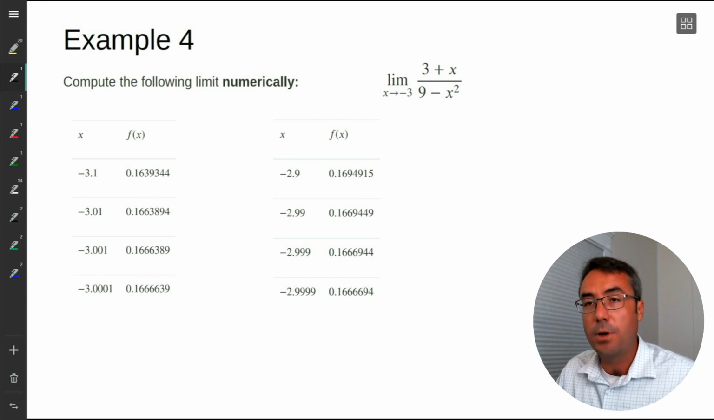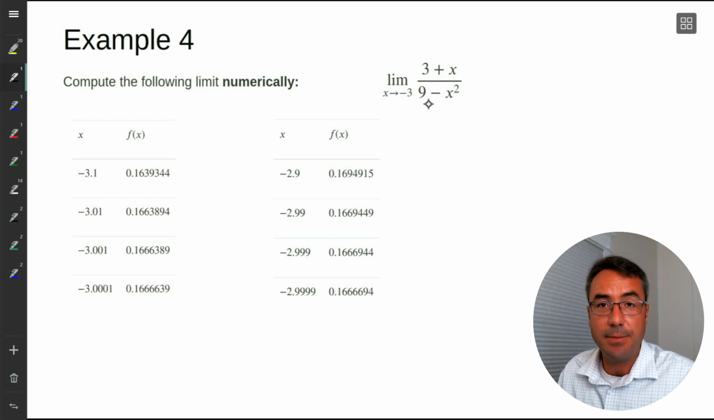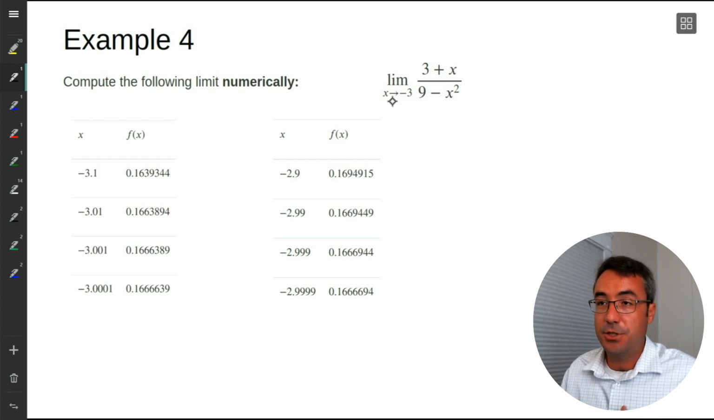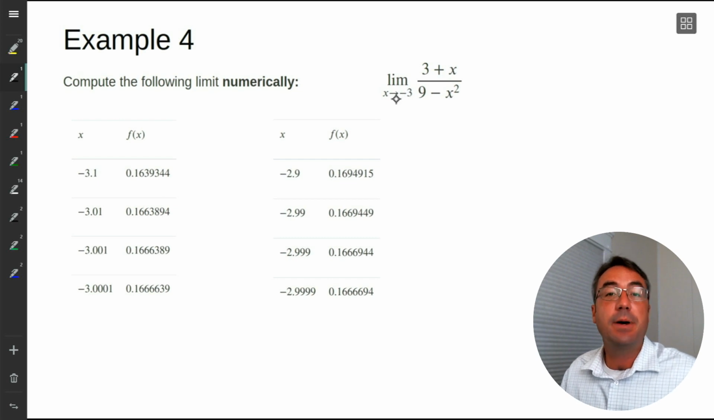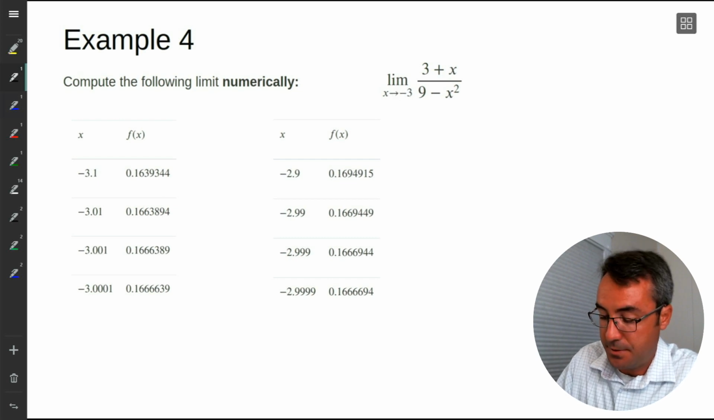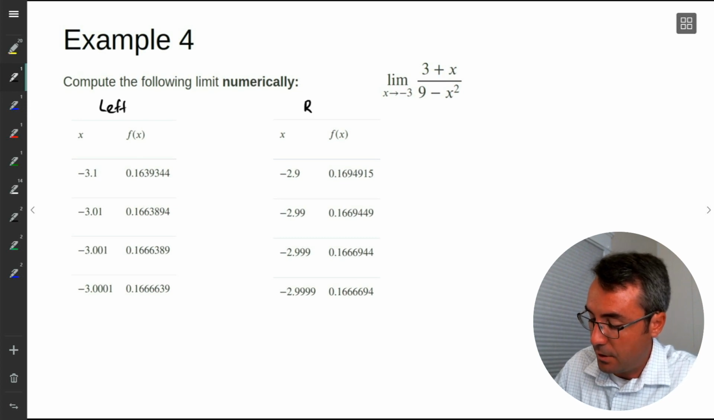Let's try one more example. Example 4, we're going to calculate this limit numerically. So our function here is 3 plus x over 9 minus x squared, and x is approaching negative 3. So since we're talking about just an overall limit here, x is approaching negative 3, we need to think about the left hand and the right hand limits.